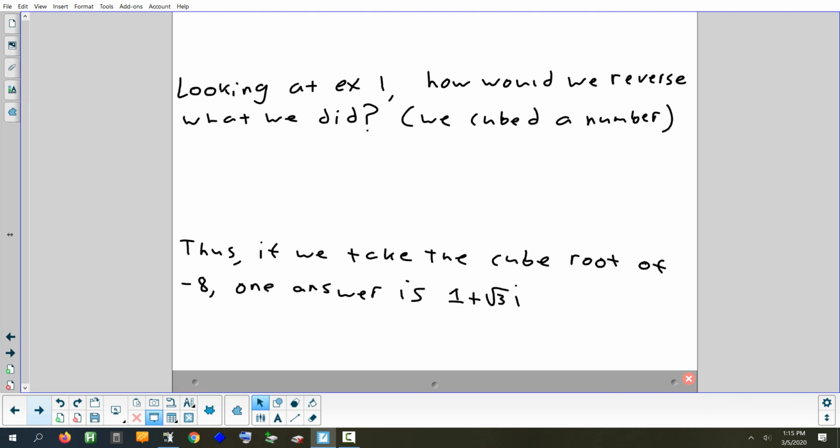Okay, taking a cube root, or a 4th root, or a 5th root. Anything up to 5. There's no reason you couldn't go up to 20. It's just going to take a while to get all the answers.